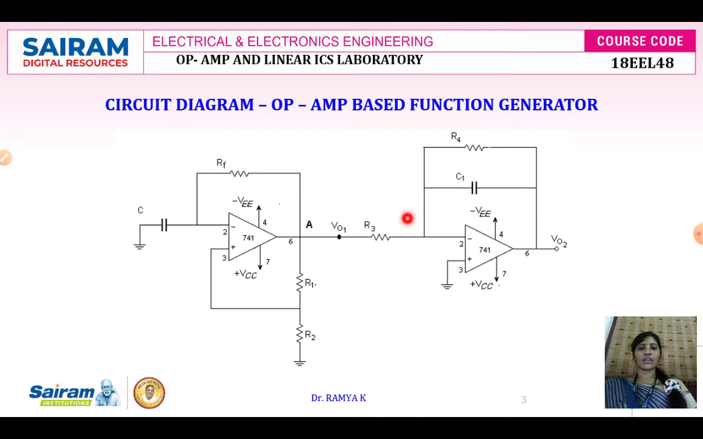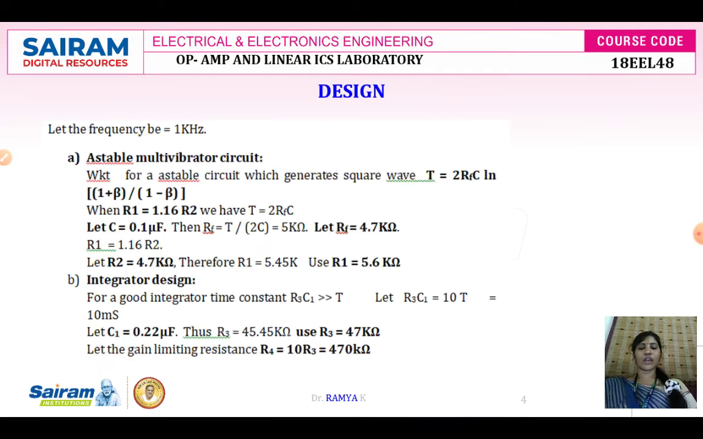We need to see the time constant of R3 and C1. The time constant of R3 and C1 should be very much larger than the value of T. Here we are going to assume the time as 10 milliseconds. For this, the calculated values are R is 470 kilo ohm, R3 is 47 k and C1 is 0.22 microfarad.